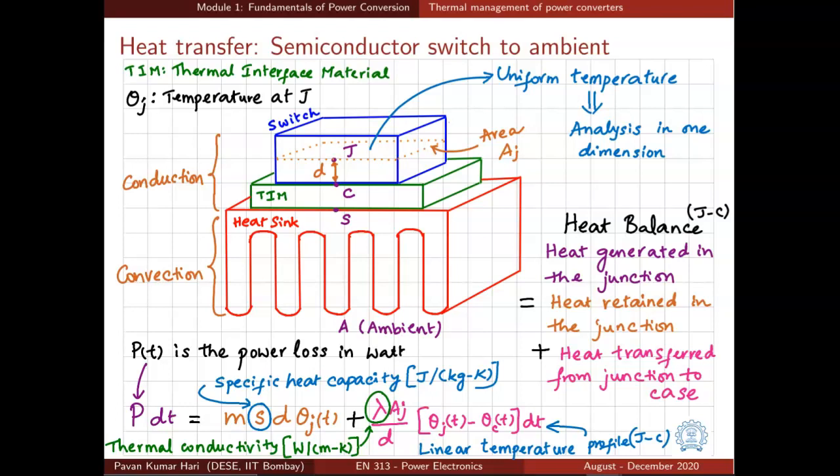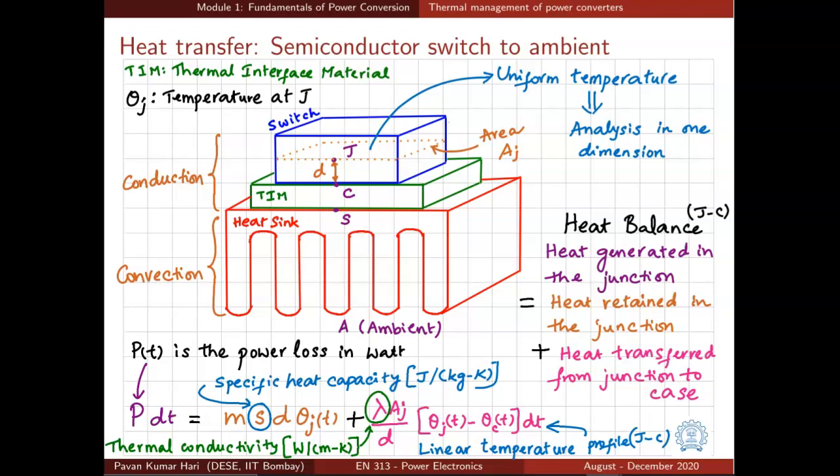So if P of t is the power loss in watts and P dt is the heat energy that is generated in the junction over time dt, and m s d theta j is the heat retained in the junction, where m is the mass in kilograms and s is the specific heat capacity in joule per kg Kelvin, and d theta j is the increment in the junction temperature over time dt.